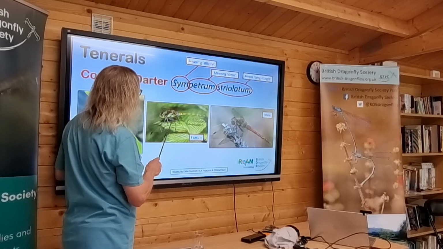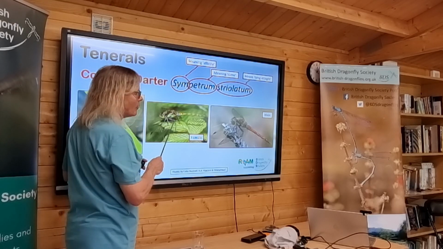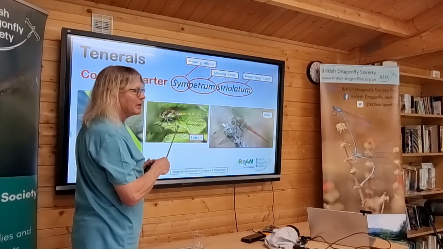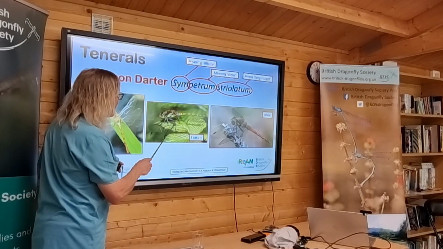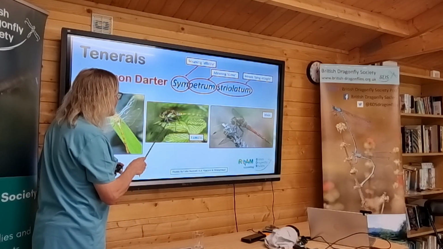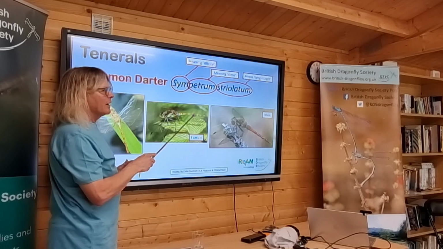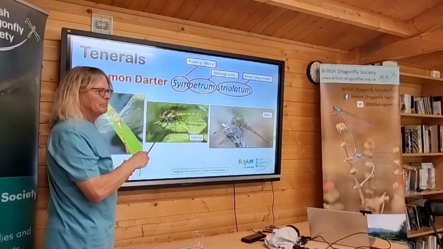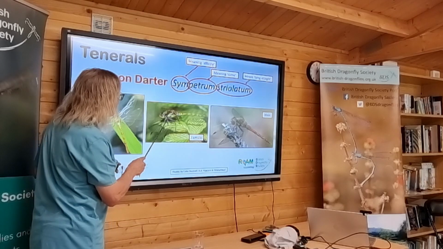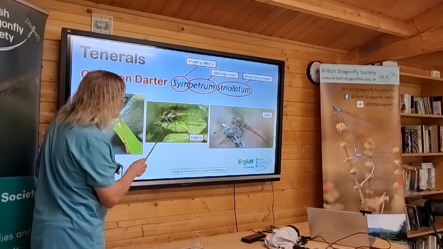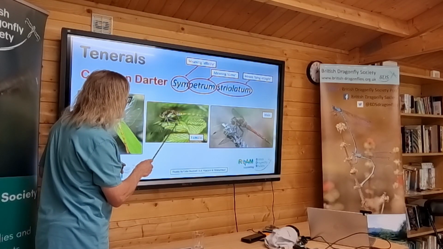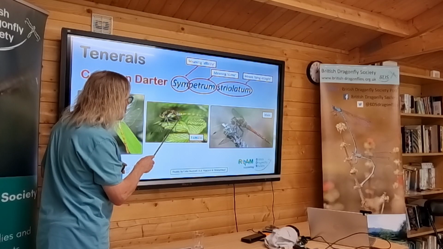Common darters, one way of telling whether it is a female common darter is it's got black legs with yellow stripes on the legs, which when you see the ruddy darter, it hasn't. It's got completely black legs, so you can see those yellow stripes quite easily there. So that's quite a diagnostic thing on the female common darter.